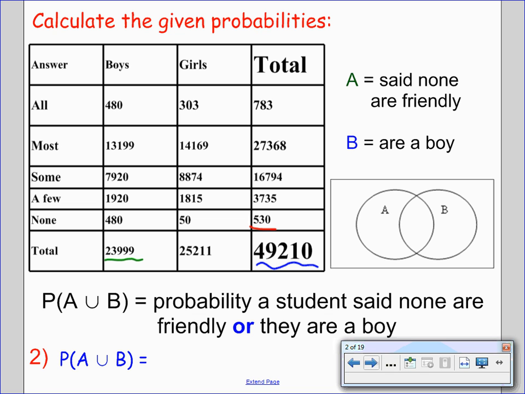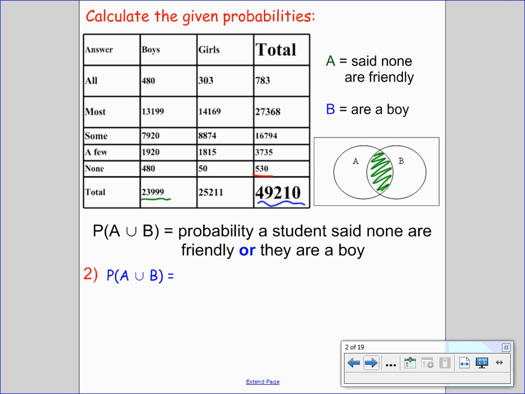We've got overlapping data. This middle portion right here of my two different sets includes boys who selected none are friendly. And so the people that said none are friendly, those boys are counted once when I do the probability of A. Then they're counted again when we do the probability they're a boy. And so we have to subtract off that overlap, that double count, so that we get the proper numerical value. Let's go ahead and see what that looks like.